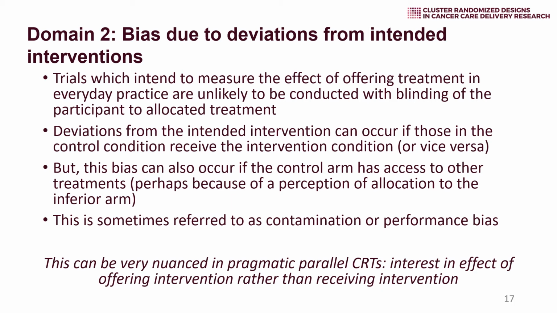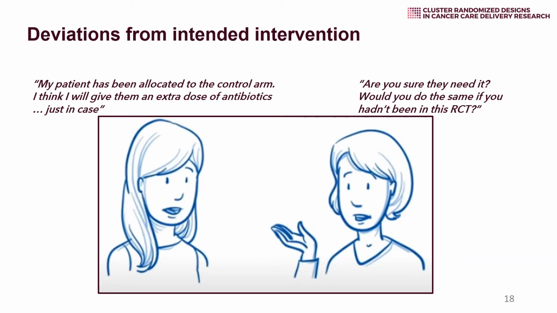But this bias can also arise if the control arm has access to other treatments, not necessarily the active treatment that is being evaluated. And this can arise because of the perception that the allocation of that particular patient has been to the inferior arm. And this is sometimes referred to as contamination or performance bias. It can be very nuanced in pragmatic cluster trials because, after all, our interest is in the effect of offering rather than receiving the treatment. But nonetheless, it can still arise.